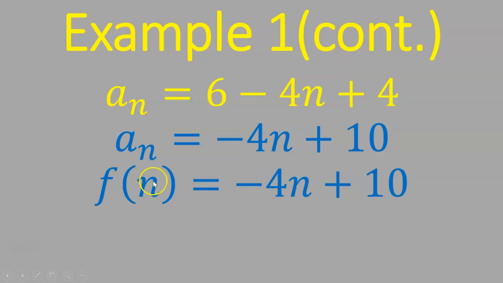Meanwhile, the linear function would just be f of n, or again, you could say y, or you could say y and x if you wanted to. Here we just used n. f of n is equal to -4n plus 10. So they look just alike. Okay, but again, if it's understood to be linear, then you can put anything in for n. But if it's an arithmetic sequence, you can only put the counting numbers in.